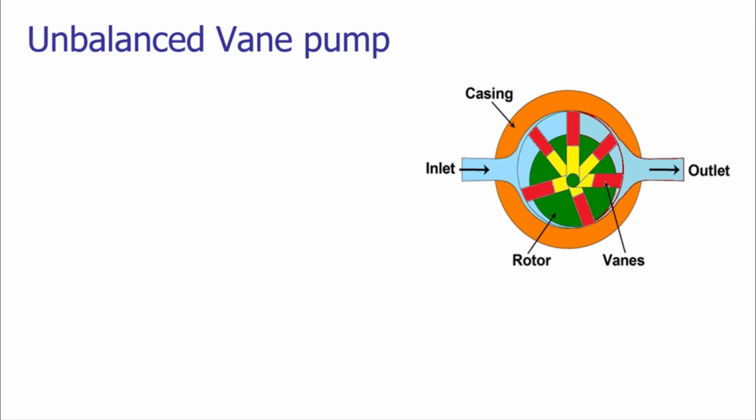You can notice the construction: the casing, a cylindrical casing, which is having a rotating element that we call the rotor. The rotor has radial slots. These are the radial slots, and these radial slots are housing the vanes. The vanes are spring loaded. The rotor axis is offset to the casing, and there is one element that is added, called the cam ring.